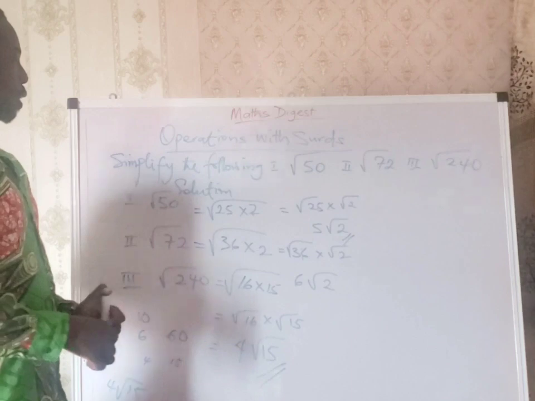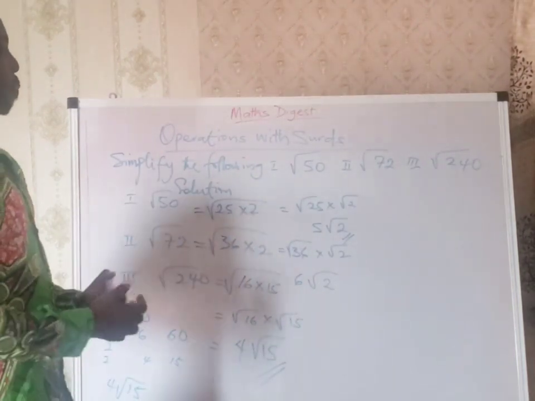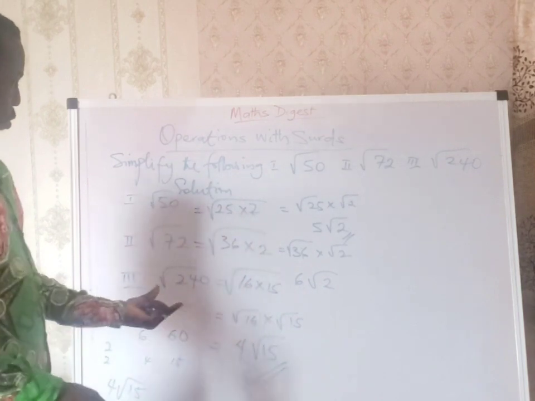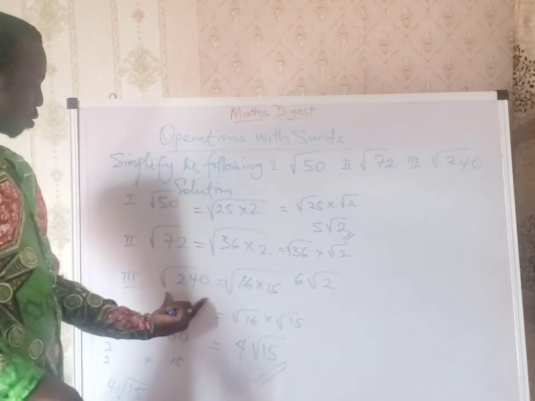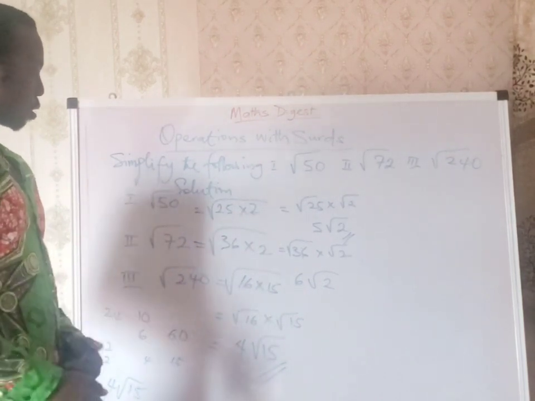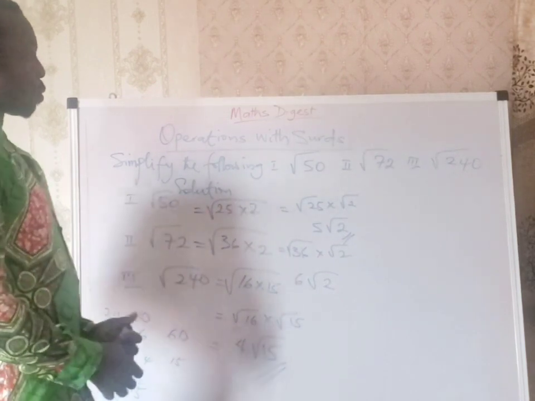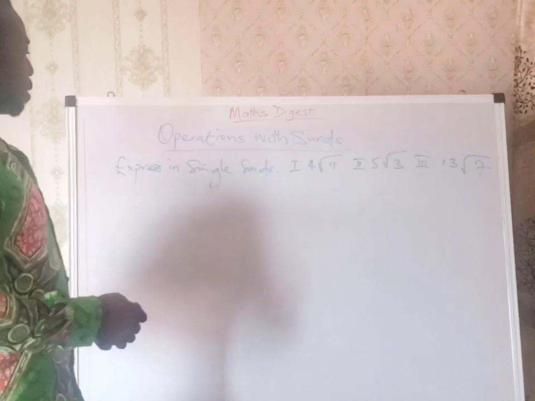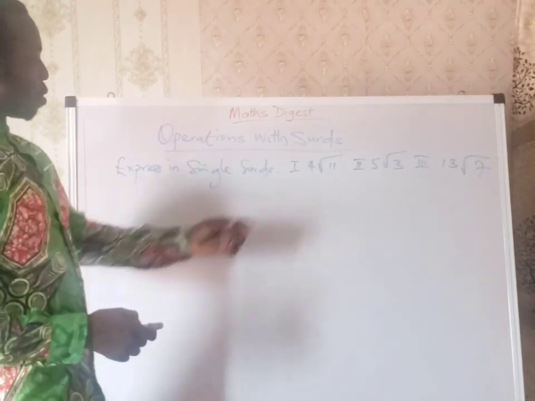Now, we are going to take another example to illustrate how to get this back to what? To the original number, the original surd. So stay tuned while we prepare the board, okay? Thank you. All right, this example says express in single surds.